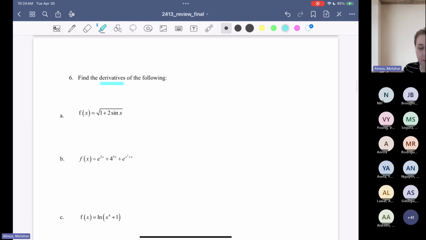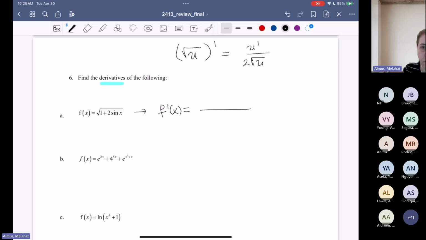Continuing with the derivatives. Derivative of square root of u is important for us. I want you to know derivative of root u is u prime over 2 root u. That's a must know. Okay, so this guy is derivative equals derivative of the inside divided by 2 root, same as the problem. 2's get cancelled. This is your answer.